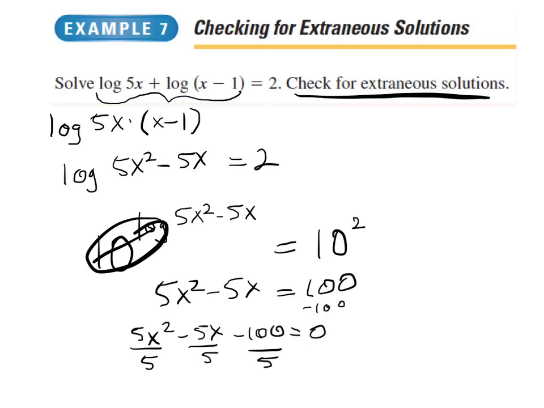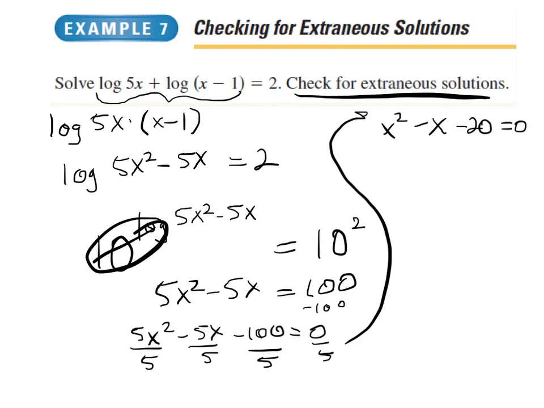And divide by 5, and this becomes x squared minus x minus 20 equals 0. Okay? Alright, so now you've got a quadratic in standard form, and we need to solve. Well, the first time we solve, we always try to factor first. This guy factors to x minus 5 and x plus 4, which equals 0.